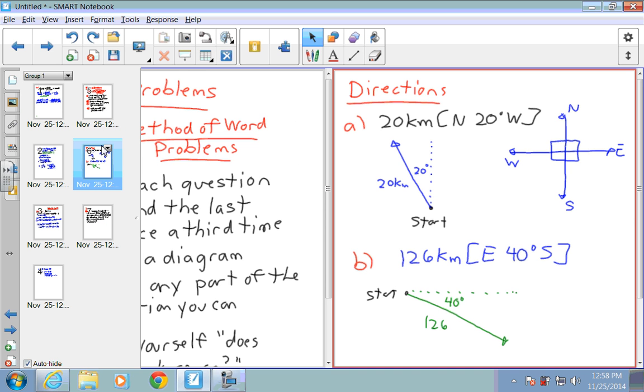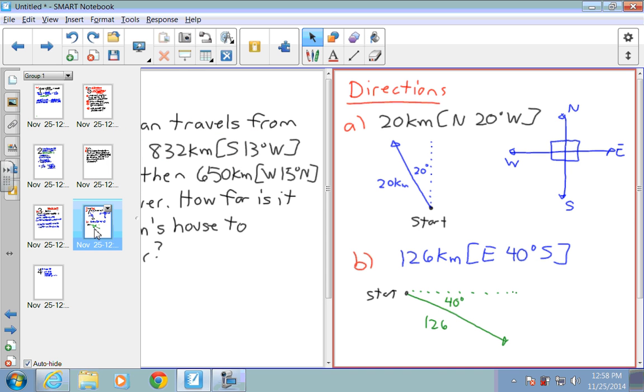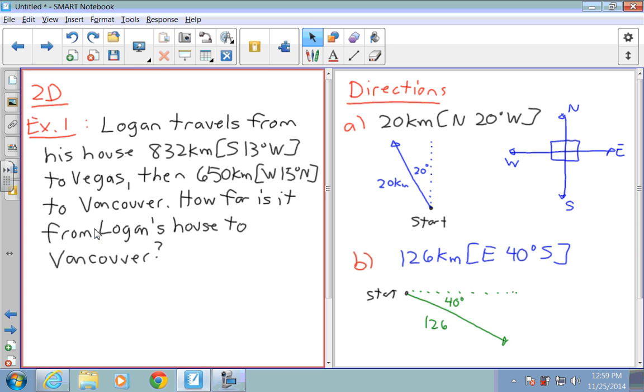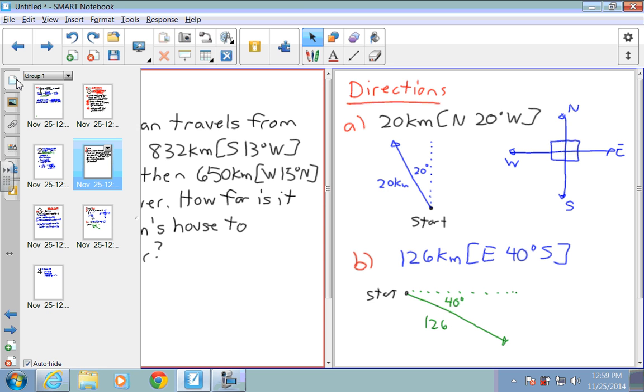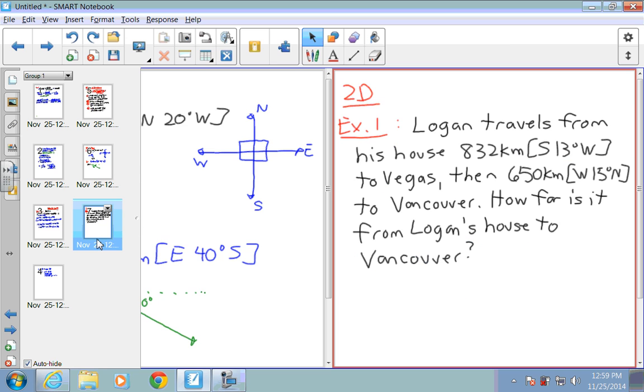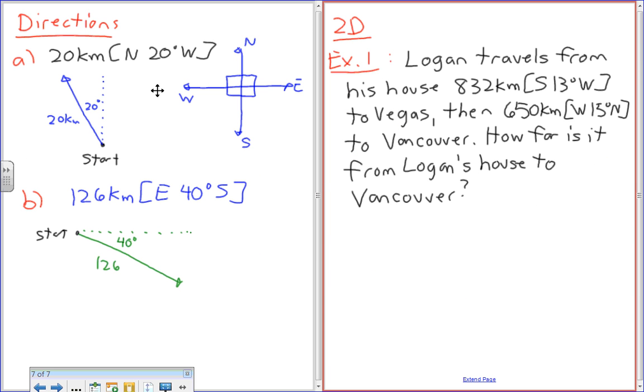Let's put this here. Okay, so let's go through here. It says Logan travels 832 kilometers south 13 degrees west. So I'm going to draw this diagram as nicely as I can. What's the starting point for this diagram? Where's the starting point? Logan's house. Let's call that L. So I'm going to put a point right here, and I'm going to call that L.